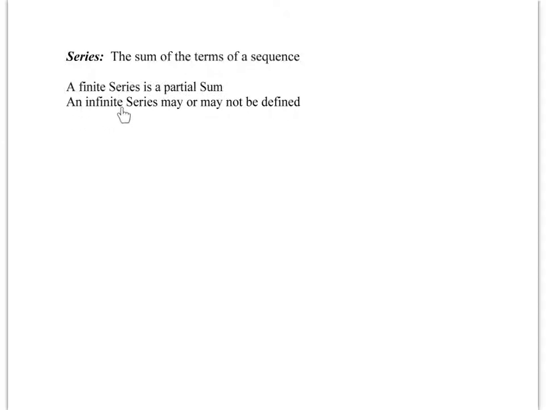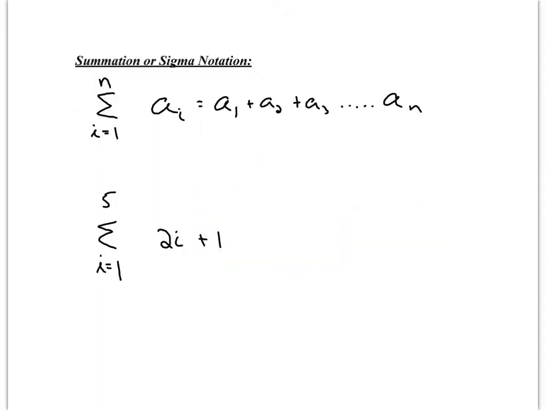In an infinite series, that's where we add up all the terms of an infinite sequence, that may or may not be defined. If the series is defined, if it comes to an exact number, we call that convergent. And if a series adds up to infinity, we call that divergent. That says divergent, and that equals infinity. Boom.